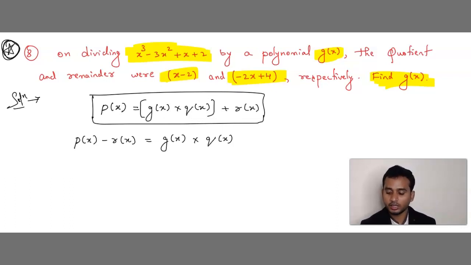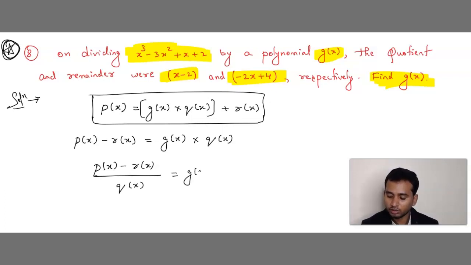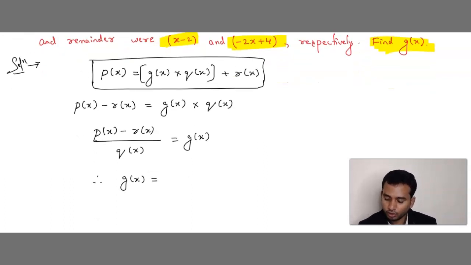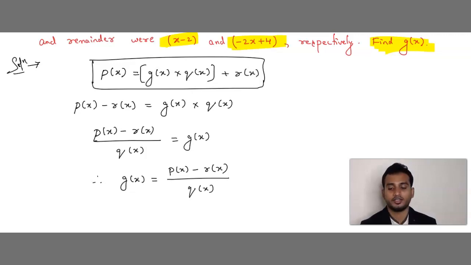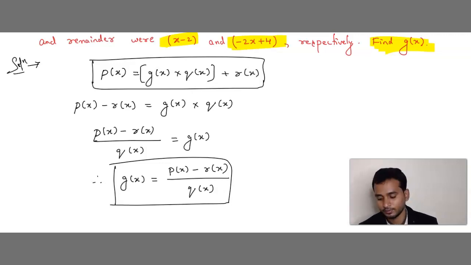We want g, so keep g term as it is. Then what happens? p of x minus r of x by q of x, that is equals to g of x. So therefore we can say that if you want to find g of x, what we should do: from p of x we have to subtract r of x and then we have to divide with q of x to find g of x. So this is the formula.